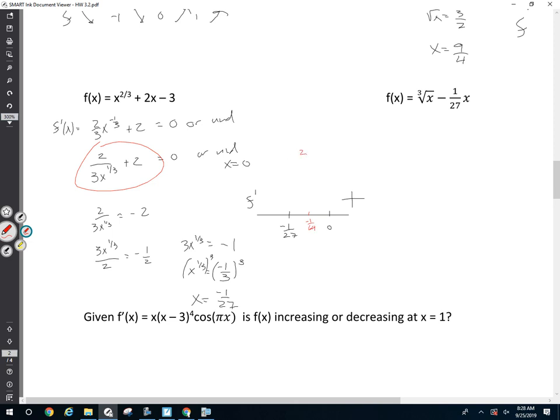I'd get 2 over 3 times negative 1/64 cube rooted, which is negative 1/4, plus 2. That is 2 over negative 3/4 plus 2. That is negative 8/3 plus 2. Negative 8/3 is bigger than 2 in magnitude, so this ends up being negative. That is tricky.